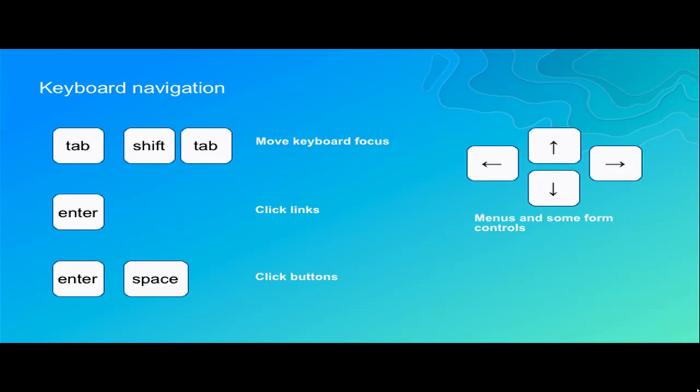So we've talked about automated testing. The next step is to do keyboard navigation testing, and it's really simple. Normally you just need to use Tab and Shift Tab to move your keyboard focus on the page. If you have links or buttons, definitely use Enter or Space to click on links and buttons. Sometimes you may need to use the arrow keys if you have radio button groups or menus.